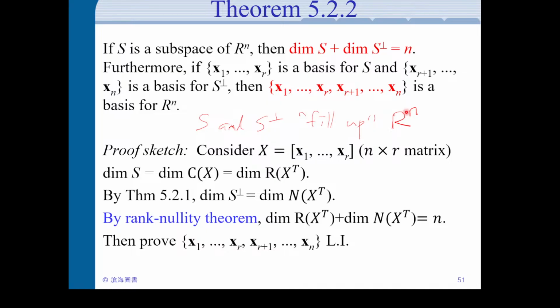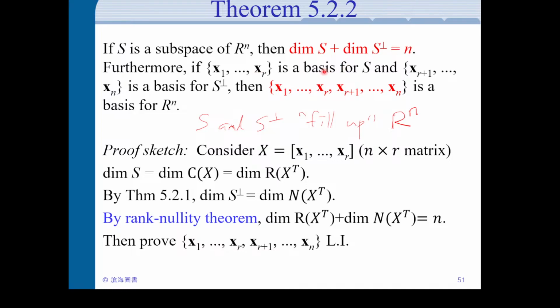Basically, the two spaces themselves don't fill up Rn, but their bases fill up Rn. The first is this theorem here. We say that if you add the dimensions together, there will be n. This is an n-dimensional space, and so you add those dimensions together, you will get n.